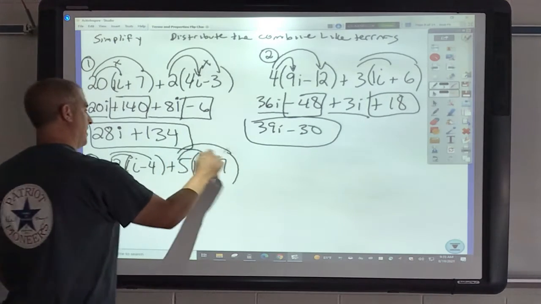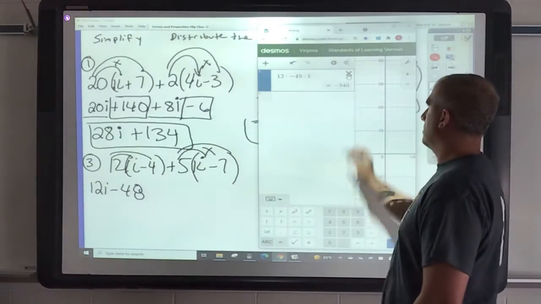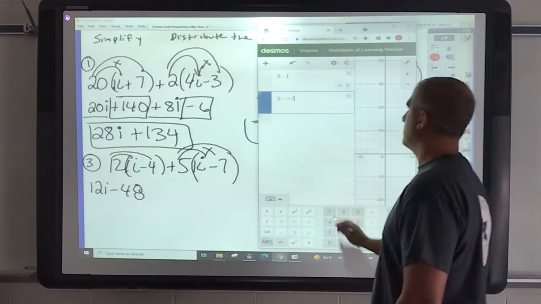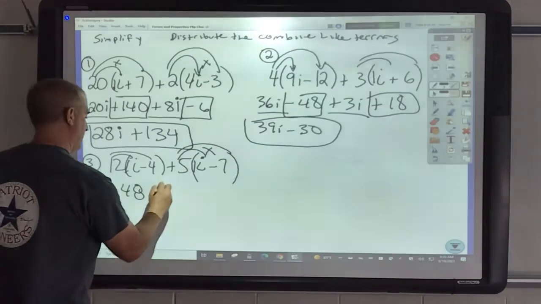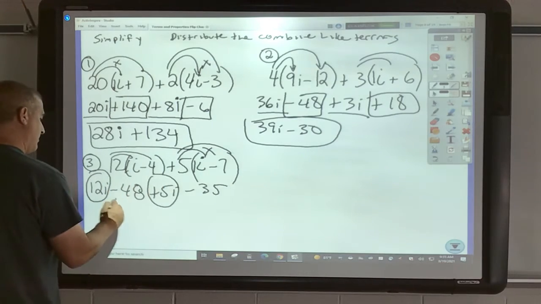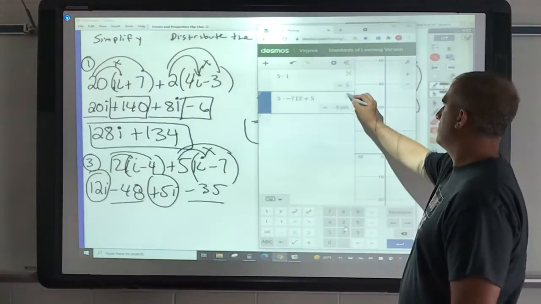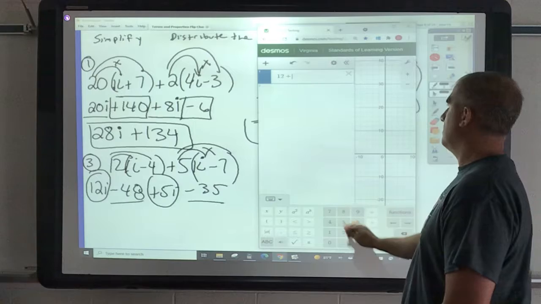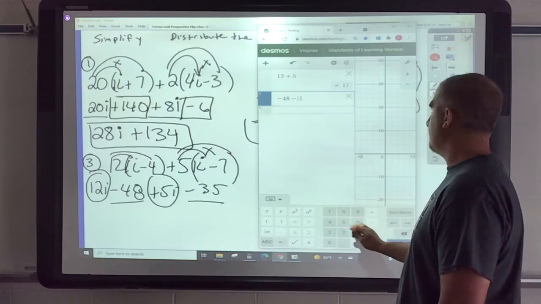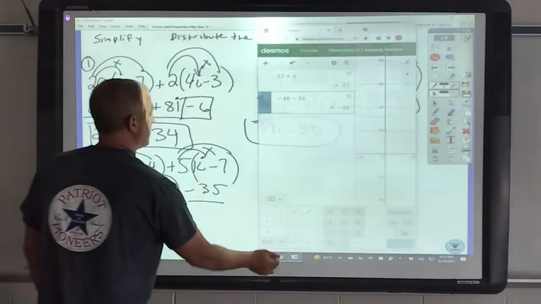Then I want to take this and multiply. 5 times 1. 5 times negative 7. So I got 5i minus 35. Now, like terms time. This and this are like terms. So I got 12 plus 5. And then I got negative 48 minus 35. So I got 17i minus, what was that? Is that 83? Yep, minus 83.